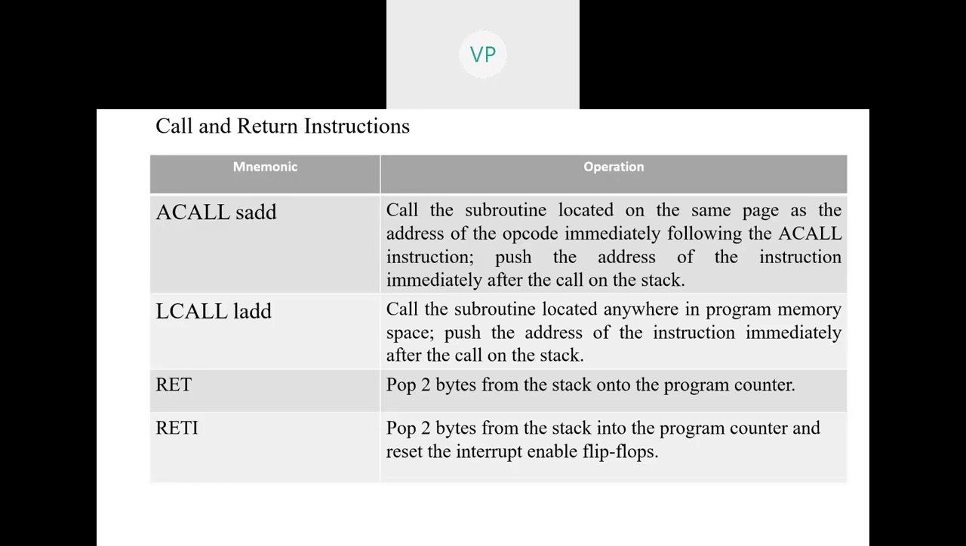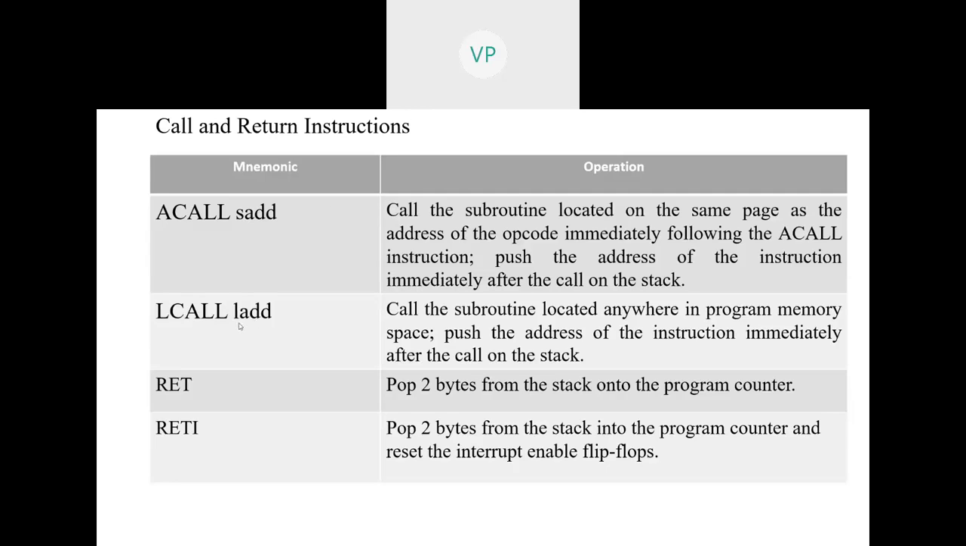Since the control has to go to the subroutine, it has to push the address of the instruction immediately after the call on the stack. The return address is stored onto the stack there. ACALL is nothing but the short absolute range, which is between 2 kilobytes, which is one page of 8051 memory locations.